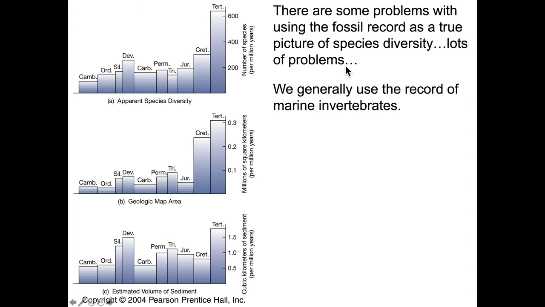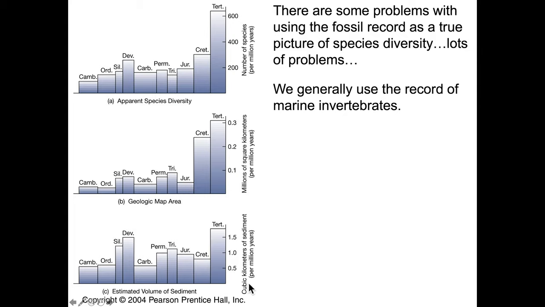Part of the record problem has to do with geologic map area. If we were to look at a geologic map of the world, we would see that most of the exposed sedimentary rock is going to be Tertiary in age. Because it's the most recent, it's on top of the older stuff. That makes sense. Going back in time, that holds together pretty well, except for a few oddities. The Triassic, the Permian, the Devonian, and the Silurian show apparently greater map area than periods before and after.